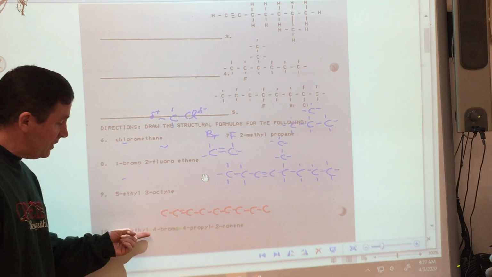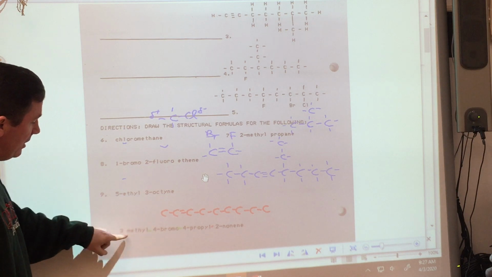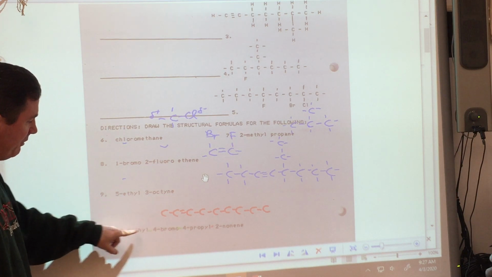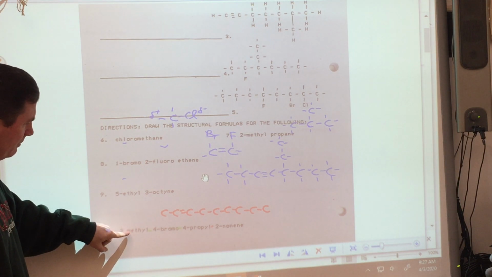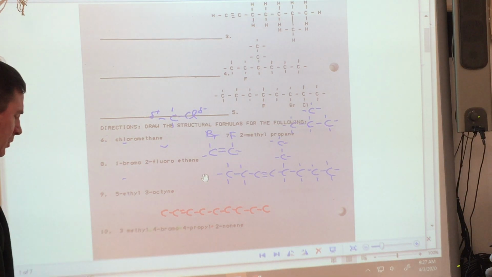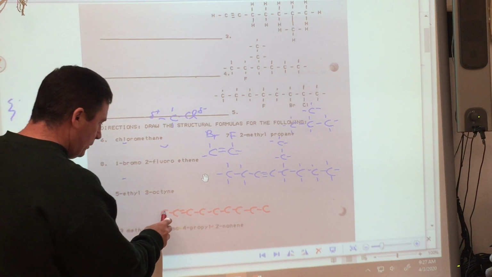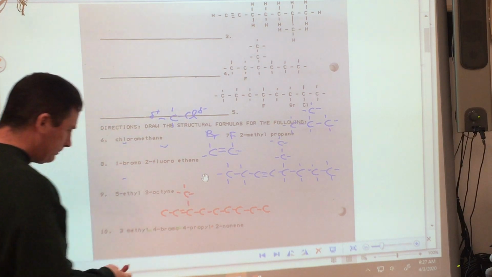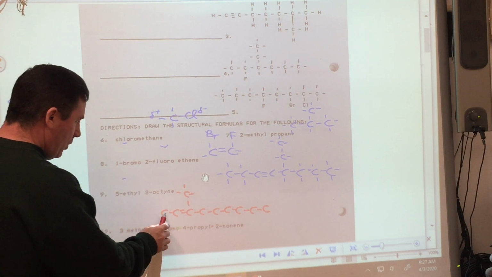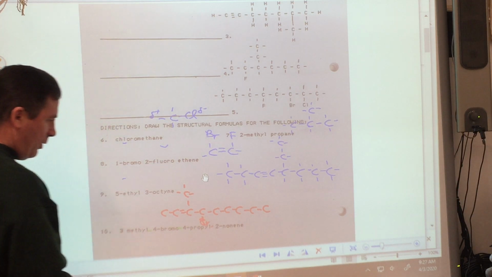Actually, there's an error in this. Excuse me. B comes before M, so this really should be 4-bromo, 3-methyl, 4-propyl. But we'll go with it as is. 3-methyl, 1, 2, 3. That means there's a methyl group off of that. 4-bromo, 1, 2, 3, 4. Put a bromine off of the 4th.